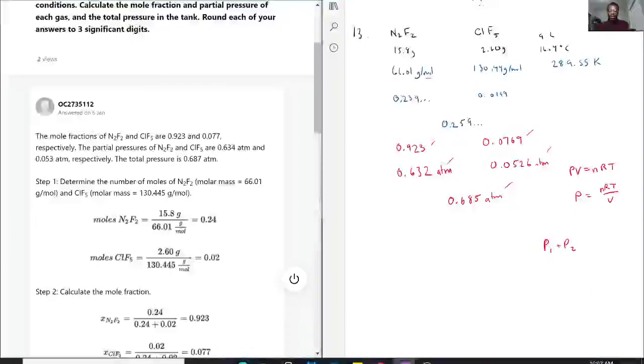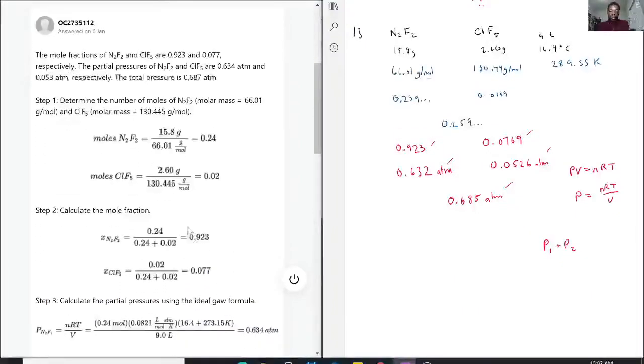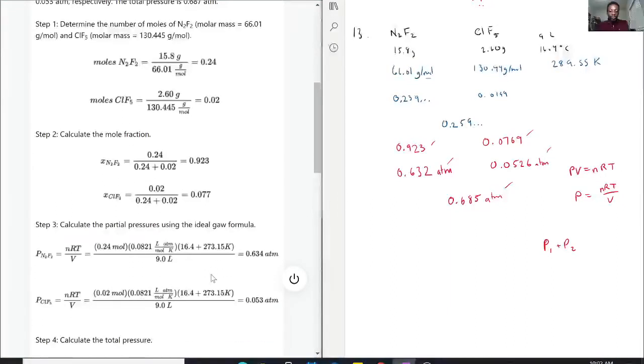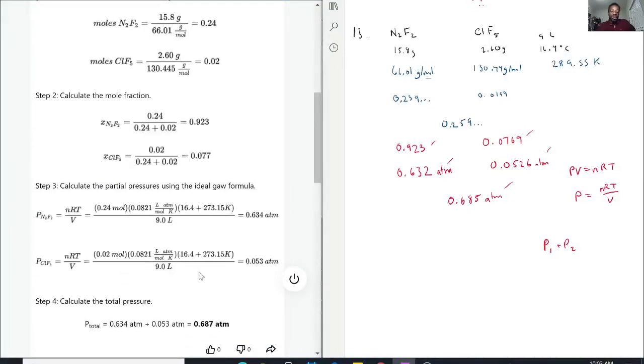So with that being said, let's go through this question. Yep, the mole fraction, they did get 0.923 and 0.077, which is pretty much what I got if you round it just a little bit. Same thing here, 0.634. The reason the number is different from mine is only because at this point they are using rounded numbers. As you can see, they use the 0.24 moles, and the same thing here, they use the 0.02 moles, while I kept with the most accurate number.